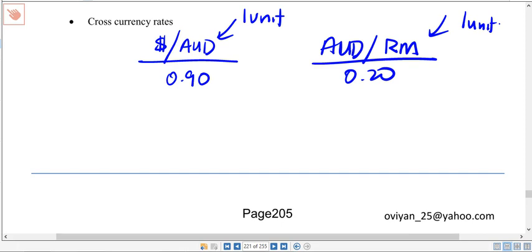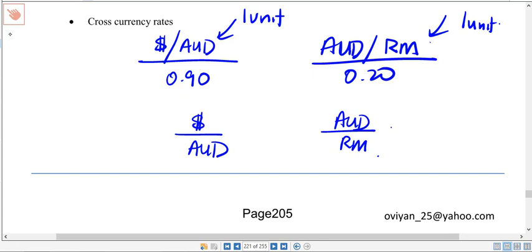To cross it, what you can do is put this in a fraction format. You're going to have dollar to AUD, correct? The base goes down. That 1 unit always goes down. Then here you have AUD per ringgit Malaysia. So ringgit goes down, AUD goes down. Now the logic of crossing is like this.